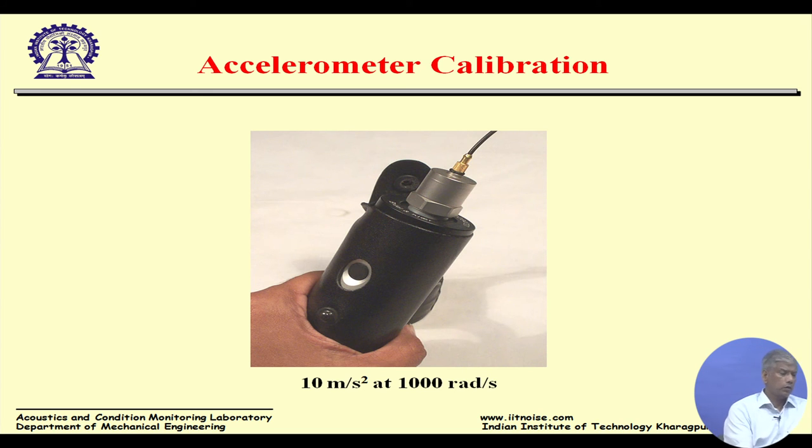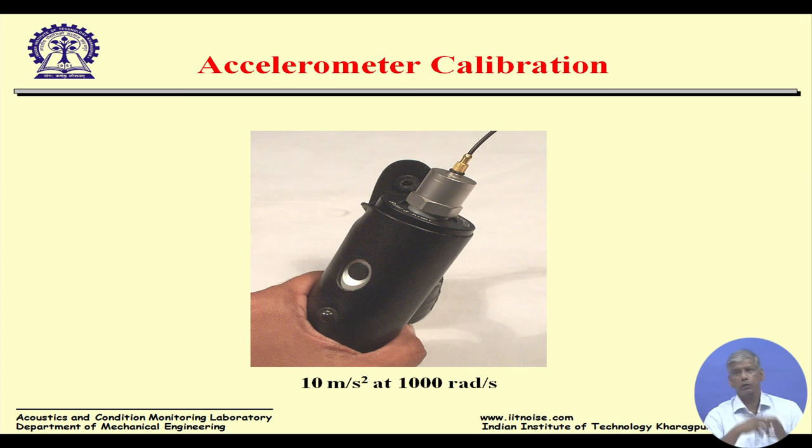This is an in-situ handheld calibrator, wherein this mechanically generates a vibration of 10 meters per second squared at 1000 radians per second. And yesterday I had given you that numerical. So what would be the velocity and what would be the displacement RMS amplitude? You can find that out.